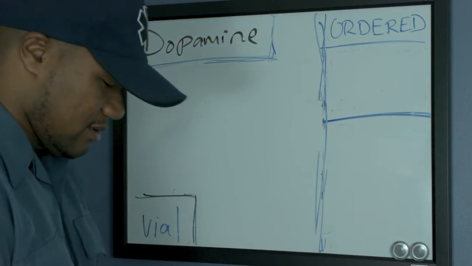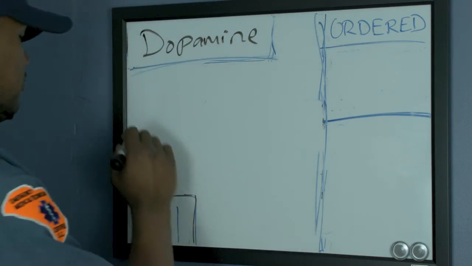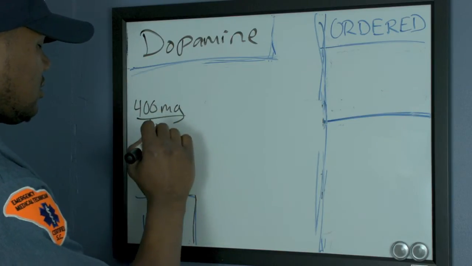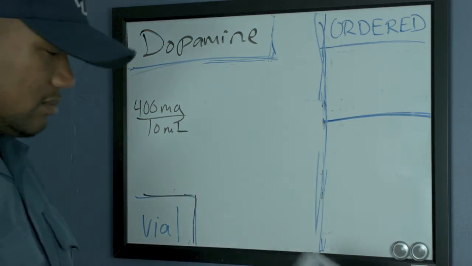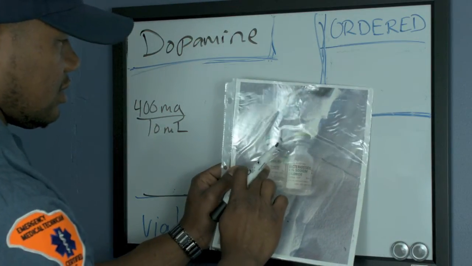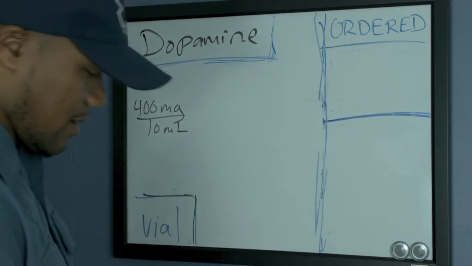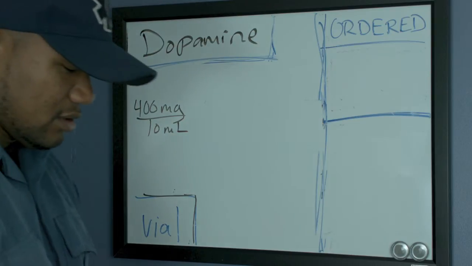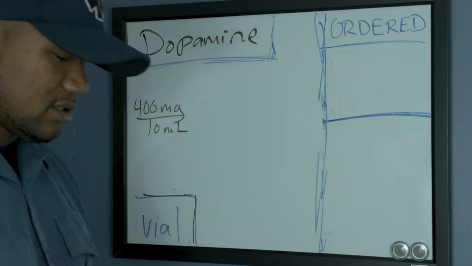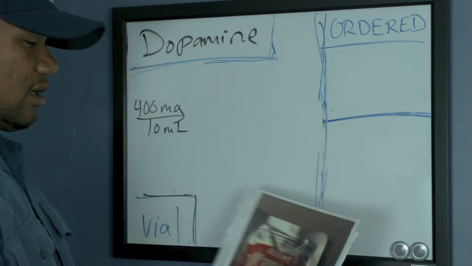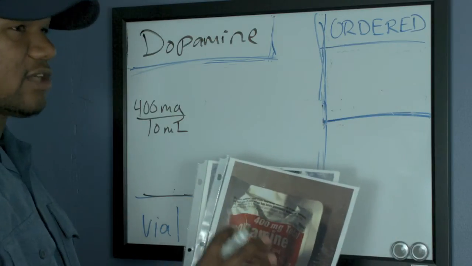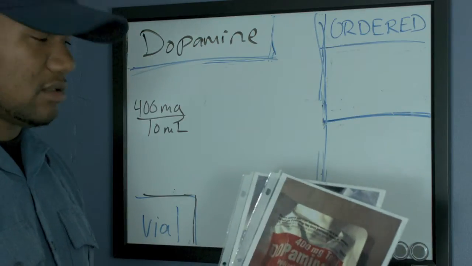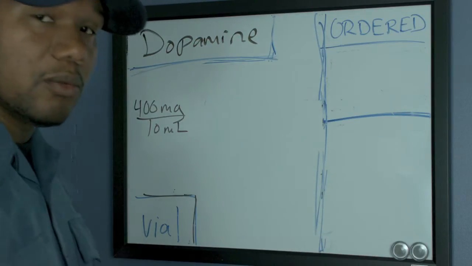Alright, inside of this vial is 400 milligrams in 10 milliliters. That's what's in here. Okay? So, in order for us to be able to administer this, dopamine has to be diluted down into, I guess, a less concentration in order to be administered because it's so potent.